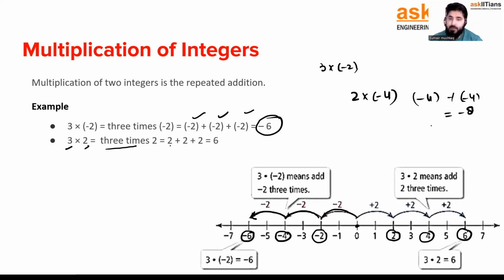Fine. Now, how to show this thing on the number line? Let us suppose this is negative 8. First it is negative 4 two times. So first I will travel to negative 4, in the left hand direction. After that, again I will travel negative 4. So I will reach negative 8. Is this thing clear? I hope this concept is clear to you.